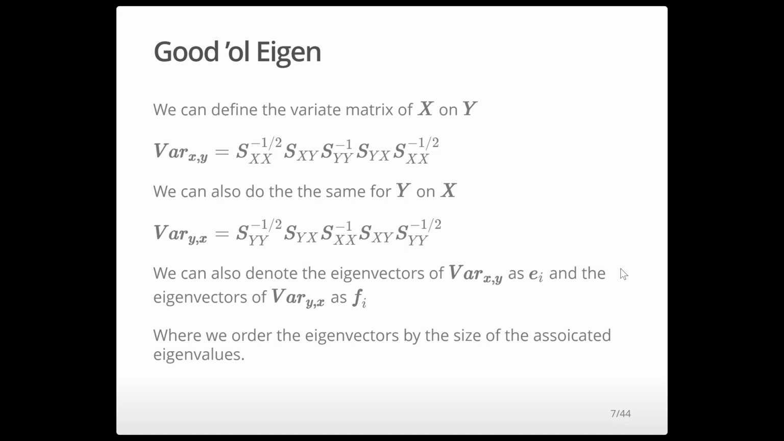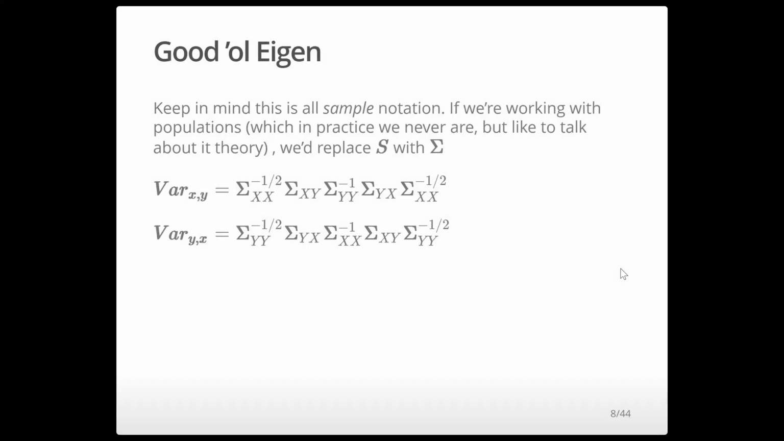So to make use of these matrices, we're going to take the eigenvectors of both of them. So we're going to denote the eigenvectors of the variate matrix for x on y as E, and the eigenvectors for the variate matrix of y on x as F. And we're going to order the eigenvectors by the size of the associated eigenvalues. So keep in mind also this is all sample notation. So this is as if we were working with a sample of data. If we're working with the full population, which in practice we never do, but in theory we like to talk about, we just replace the S with sigma, and that would be the population notation.